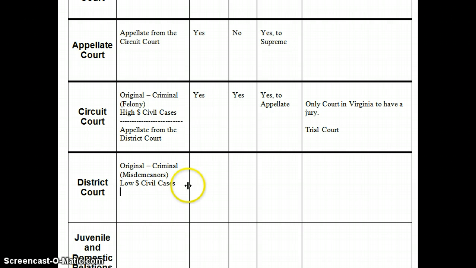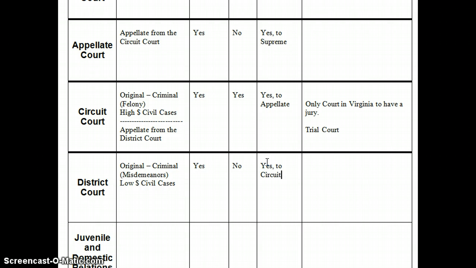So, does it have a judge? Yes. Does it have a jury? No. Where do you appeal to? You appeal to the circuit court. So in this case, if somebody is upset with how their trial went in the district court, they can appeal to the circuit court and get that jury trial that they are guaranteed to have under the 6th Amendment or 7th Amendment to the U.S. Constitution.